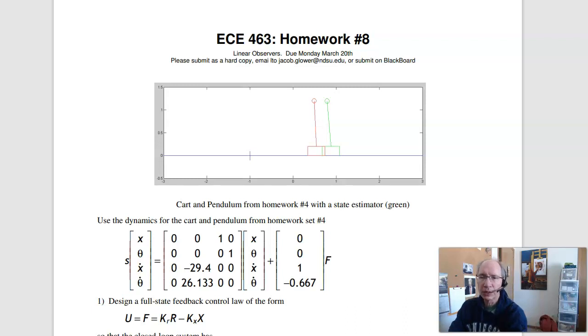Here are our solutions to homework set number 8 for ECE 463 Modern Control. This homework looks at linear observers. Now, the first problem is take a cart and pendulum system. Get an idea what that looks like, it is this.